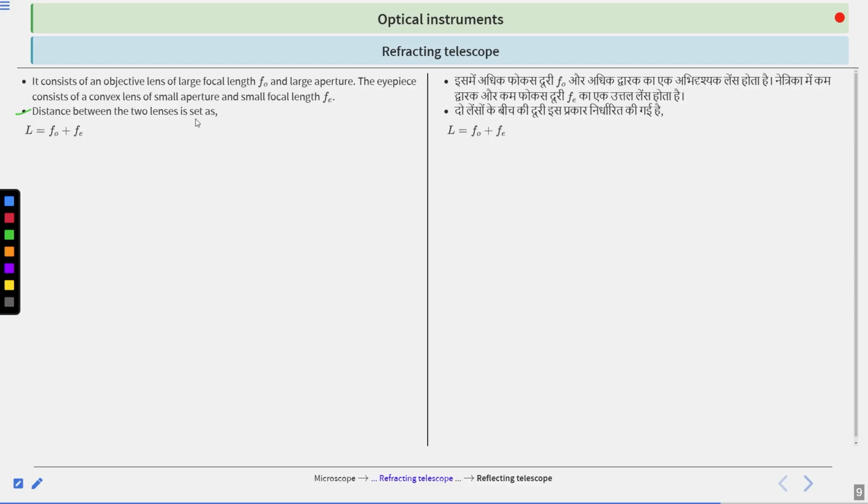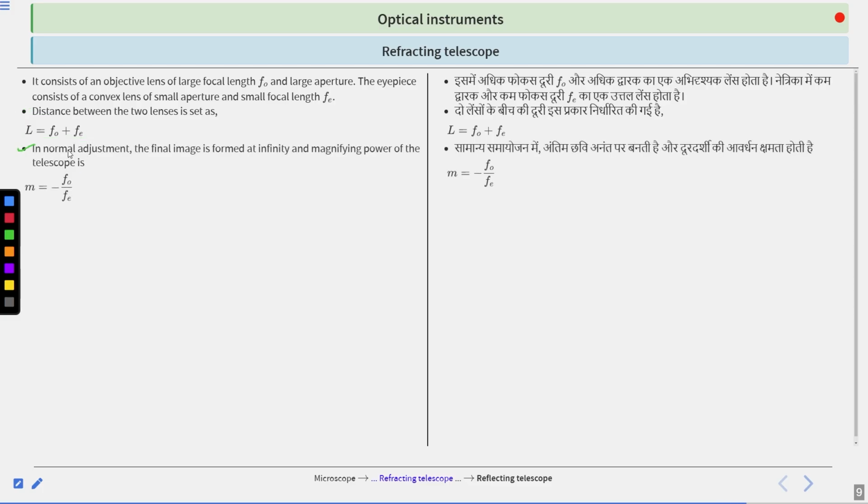Distance between the two lenses is set as L is equal to FO plus Fe. In normal adjustment, the final image is formed at infinity, and the magnifying power of the telescope is M is equal to minus FO divided by Fe. So this is the magnifying power in case of normal adjustment. For the exams, remember this formula. Clear?